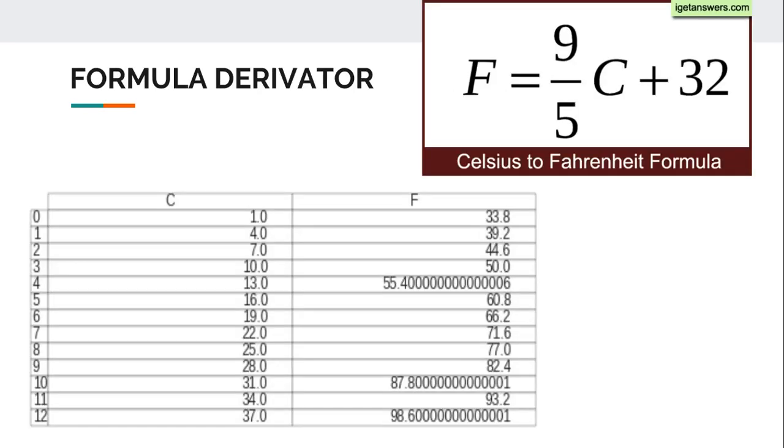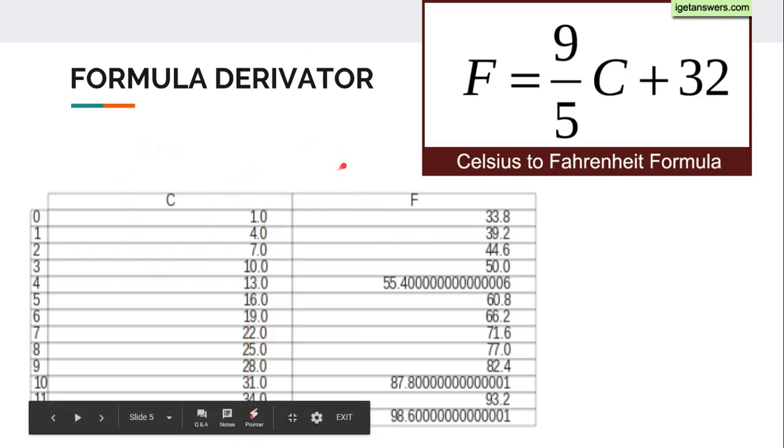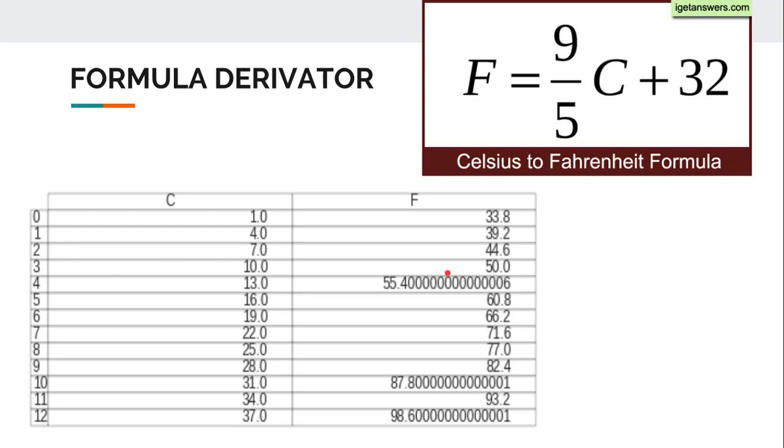Now the second project is the formula derivator that automatically derives the formula of a particular relation by analyzing the data. For example, here is the column for degrees Celsius, and here is the column for Fahrenheit. Now, by providing this data frame, this table, to my model and training my model on this data, I can get this formula. And how will we get this formula?